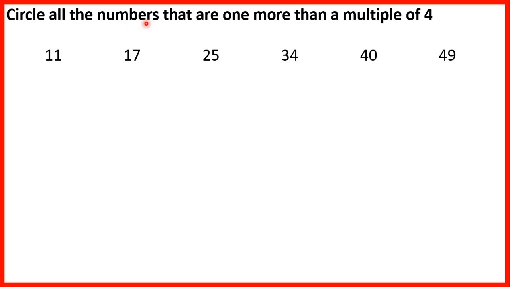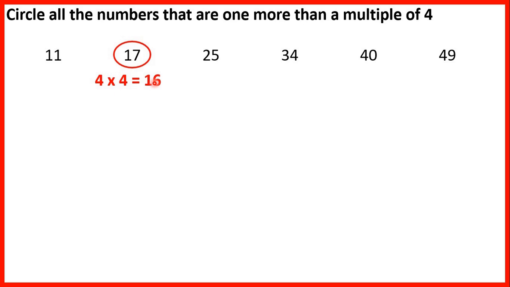Circle all the numbers that are one more than a multiple of 4. Remember, a multiple of a number can be divided by that number without giving a remainder. So a multiple of 4 is a number in the 4 times table. But we want numbers that are 1 more than a multiple of 4. First we have 11. That's 1 more than 10, but 10 is not in the 4 times table.